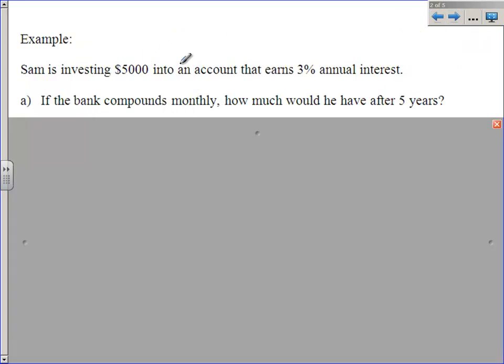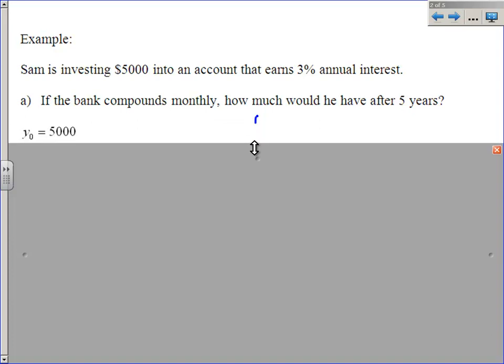Sam is investing $5,000 into an account that earns 3% annual interest rate. If the bank compounds monthly, how much would he have after 5 years? Let's identify some things. What does that 5,000 represent? And what's the 3%? And the compounds monthly, what does that mean in the course of 5 years?